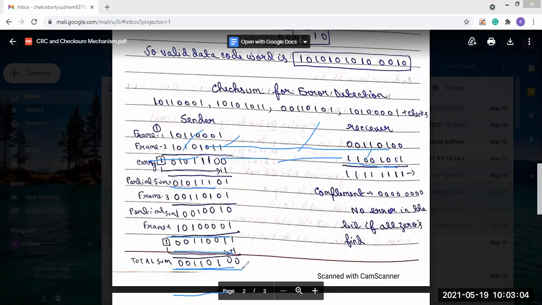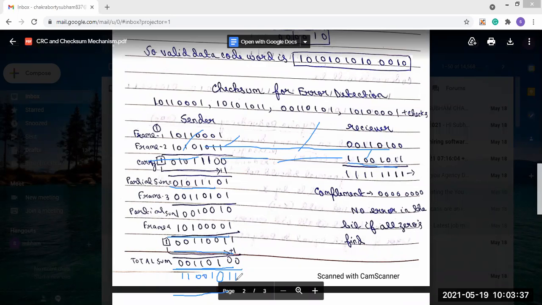Now we have to take the ones complement. What will be the ones complement of it? 1 1 0 0 1 0 1 1. So this is the ones complement form of this total.